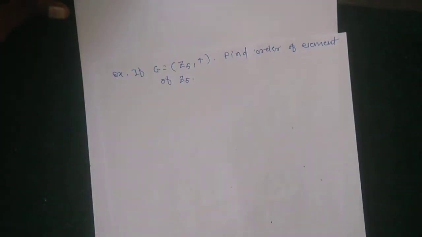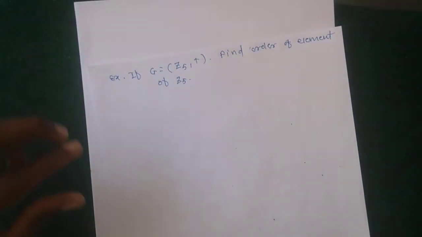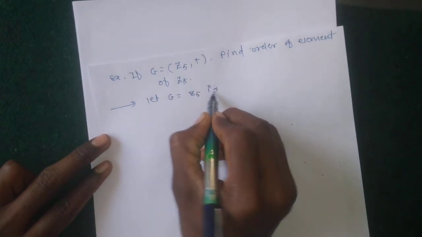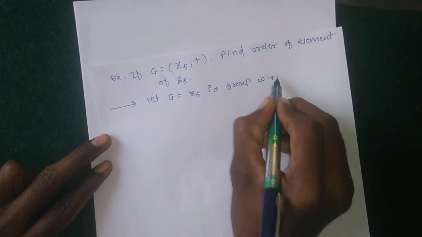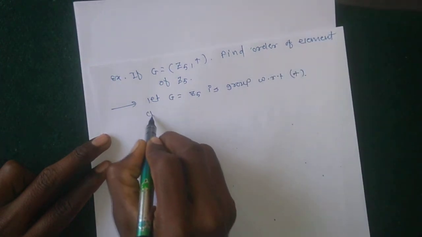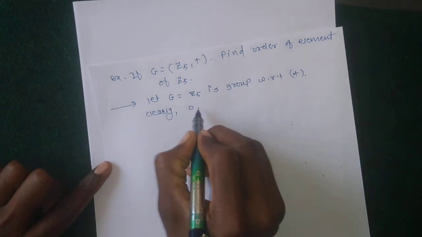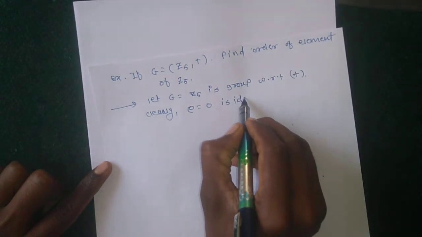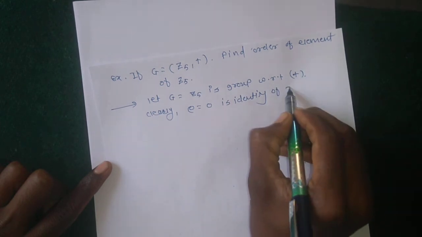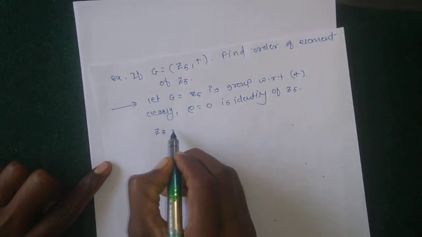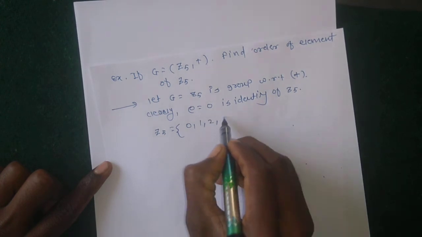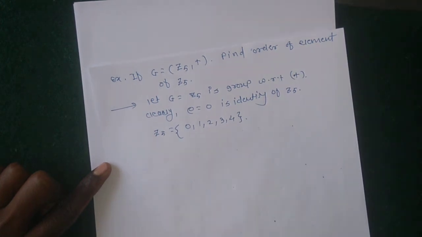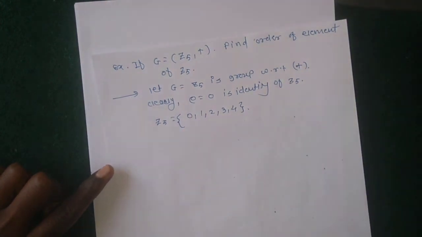What is the set Z5? Z5 is a group with respect to addition. Let G equal Z5 be a group with respect to addition, and clearly 0 is the identity element of Z5. Here the set Z5 is 0, 1, 2, 3 and 4. This is the set of integers modulo 5. Okay, to find the order of each element.